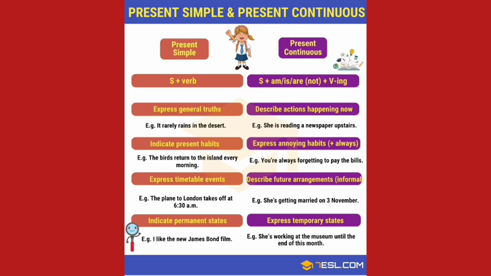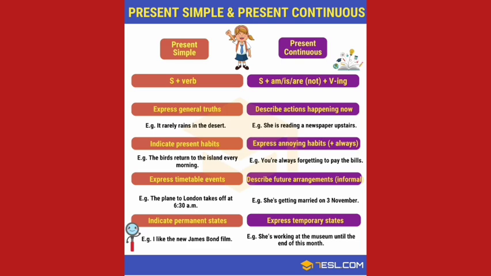You need to use simple present tense while expressing general truths. For example, it rarely rains in the desert. In order to describe actions happening right now, you need to use present continuous tense. For example, she is reading a newspaper upstairs.